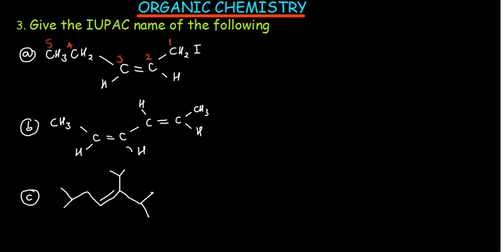And so how do we get to name it? At position number 1 we have iodine, so that will be 1-iodo. And then this is a hydrocarbon with 5 carbons, that will be called pent. I'll state the position of the double bond and then put the ene at the end. So that is 1-iodopent-2-ene.